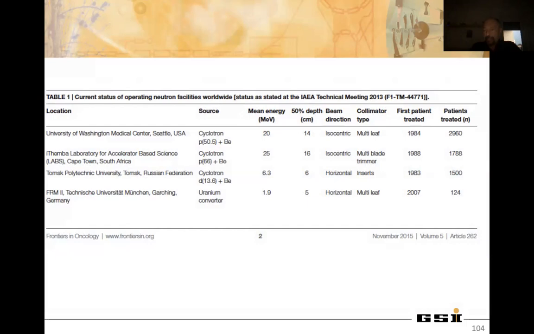In this paper in 2015, there were listed 4 centers still active, one in US, one in South Africa, one in Russia, and one in Munich, actually. At the moment, I think that the one in Munich is really the only one left doing fast neutron therapy.